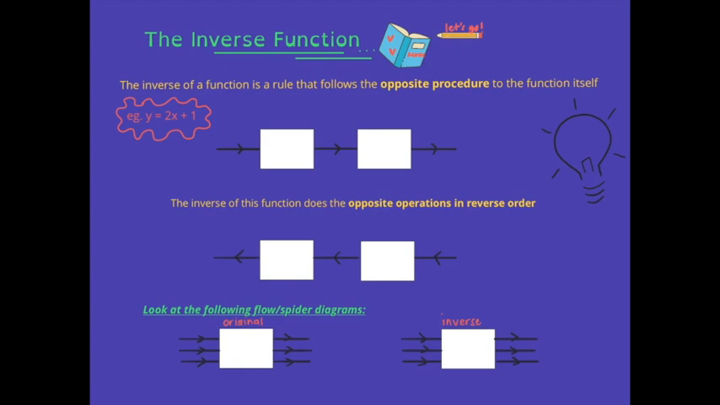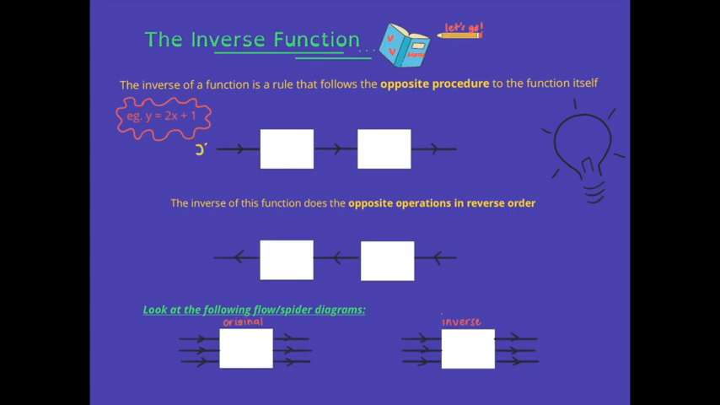Now remember, for something to be called a function, it must produce only one output, only one y value for any given input, or x value. And we'll discuss a little bit later how I know whether something is a function or not. But for here, we are going to take a rule, this linear function, this nice straight line: y is equal to 2x plus 1. So the inverse of a function is a rule that follows the opposite procedure to the function itself. The opposite procedure.